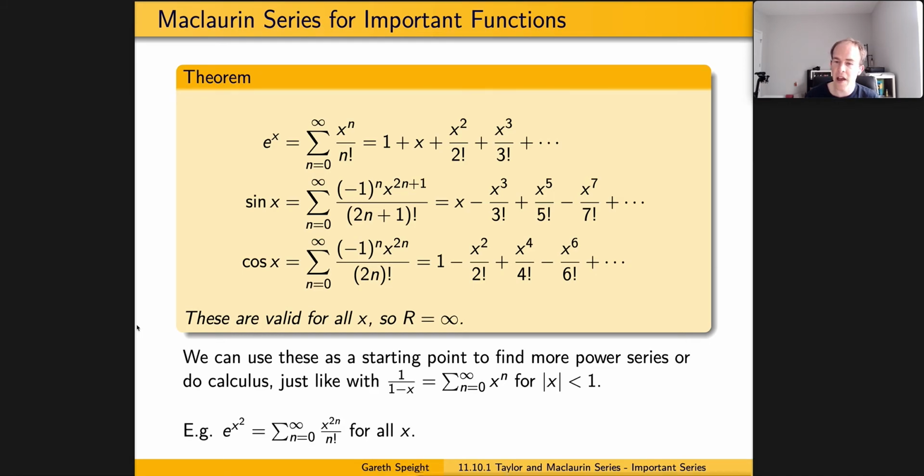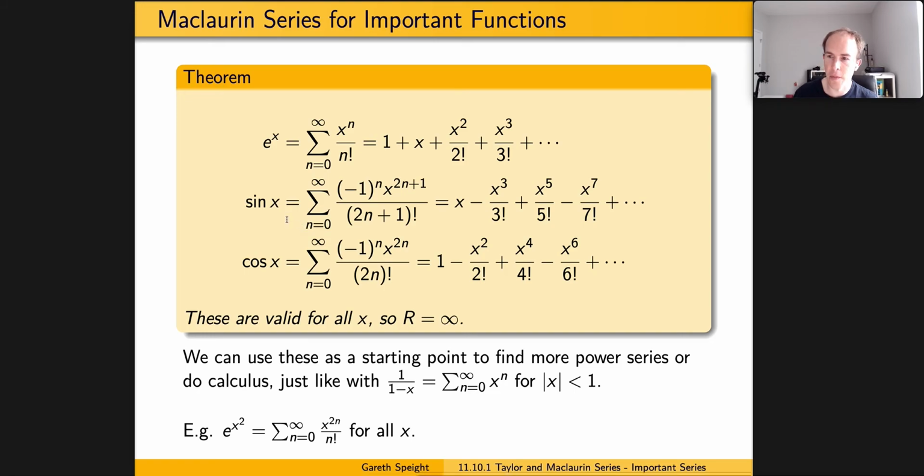So for instance, we know e to the x, so we could also find a representation for e to the x squared, just replacing everywhere the x by x squared. If we were to do that, we would get e to the power of x squared is the sum of x squared all to the power of n, which is going to be x to the power of 2n divided by n factorial. And this would still be true for every x because it was true for every x before.